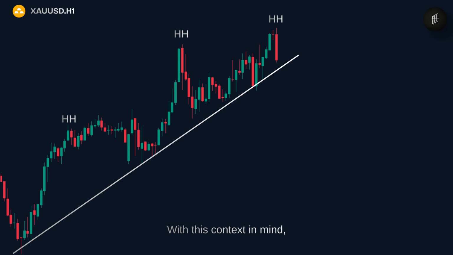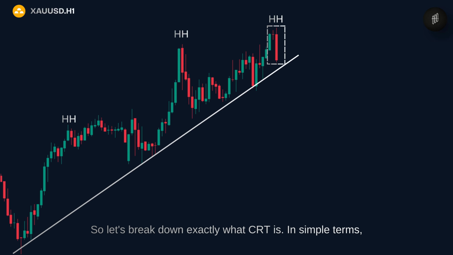With this context in mind, we can now begin layering in further confluences to build a strong case for a bearish reversal setup. And here, exactly at this point, we can clearly identify a CRT model forming on the chart. As price moves into the next candle, we see it interact with this range in a way that gives us valuable insight into where smart money intends to take price next. So, let's break down exactly what CRT is.